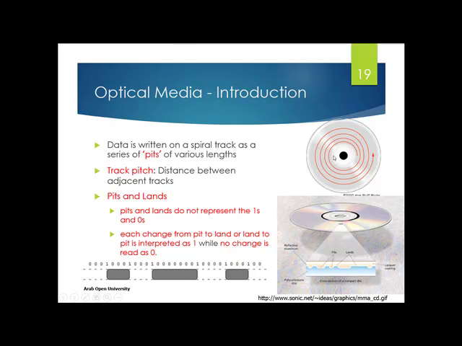Third, the information is written in the form of a sequence of pits and lands. However, it's important to understand that pits and lands do not represent the ones and zeros. Rather, the change between pits and lands represents the ones and zeros. Whenever we have a change from pit to land or from land to pit, this is interpreted as 1. As long as there is no change, so we are still in pits or lands, this is read as 0.